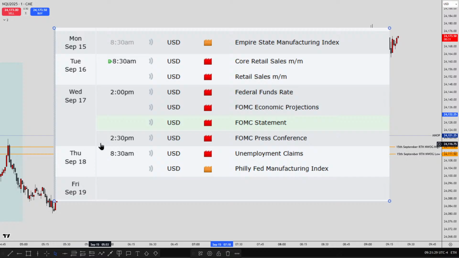Thursday's good because after FOMC and we've got unemployment claims. So we know from looking at the economic calendar that the majority of our volatility is going to come in the later half of the week, Wednesday, Thursday, and Friday.